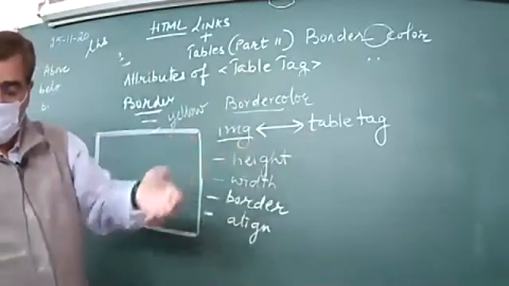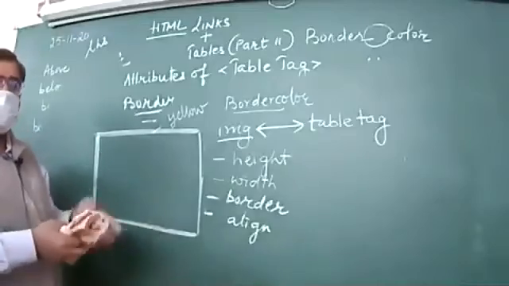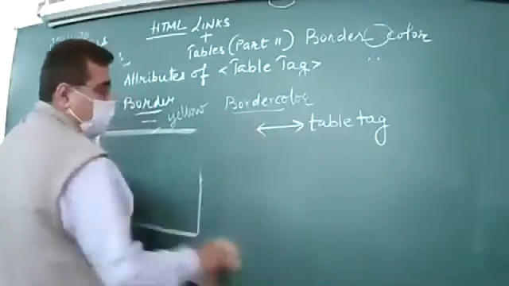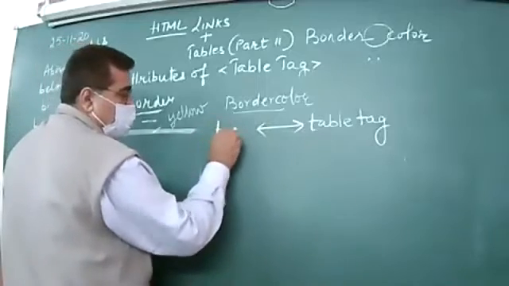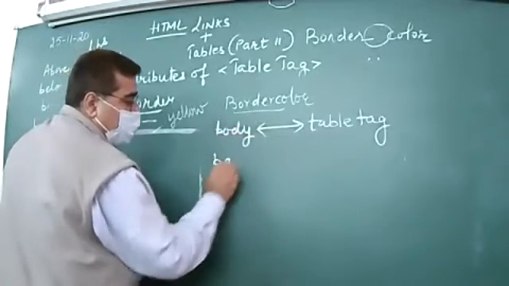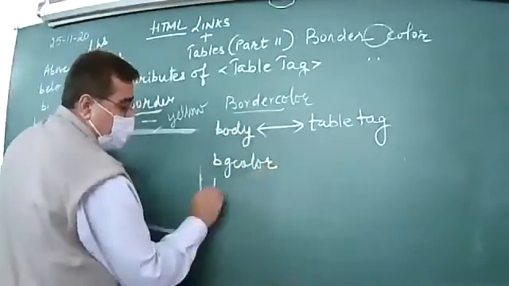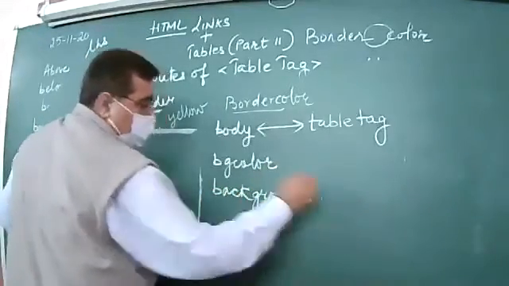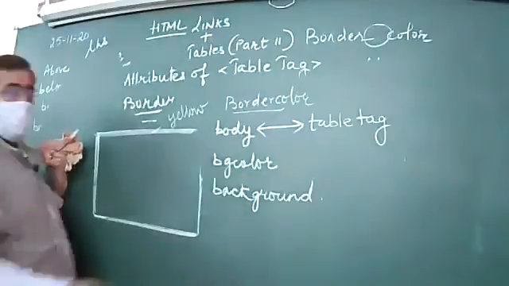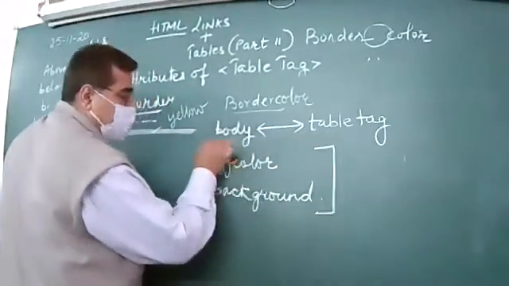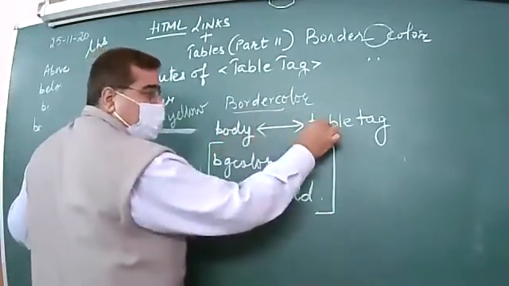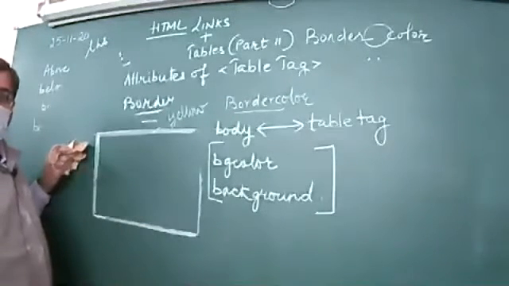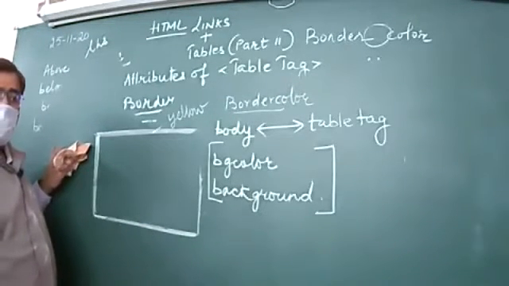Now I change the question. Attributes which are common in body tag and table tag: BG color and background. These two are the attributes which are common in body and table tag. Clear? Am I clear with it?